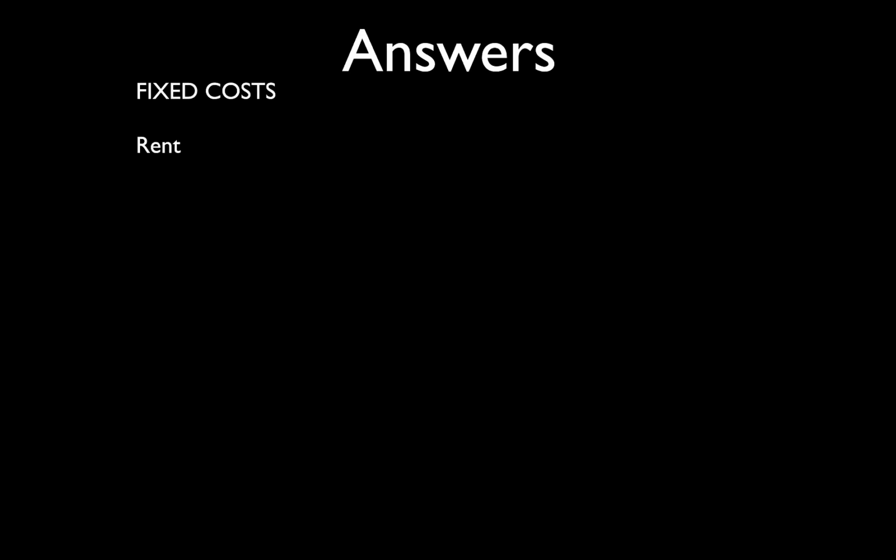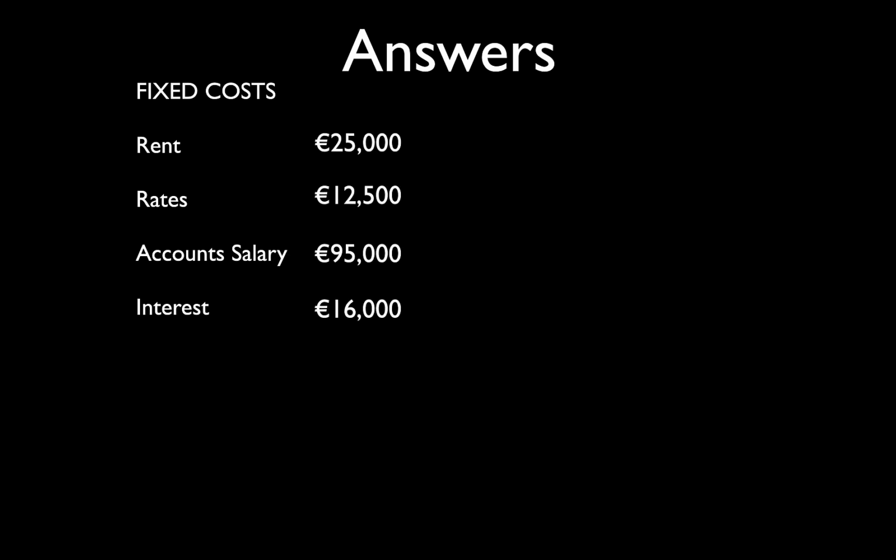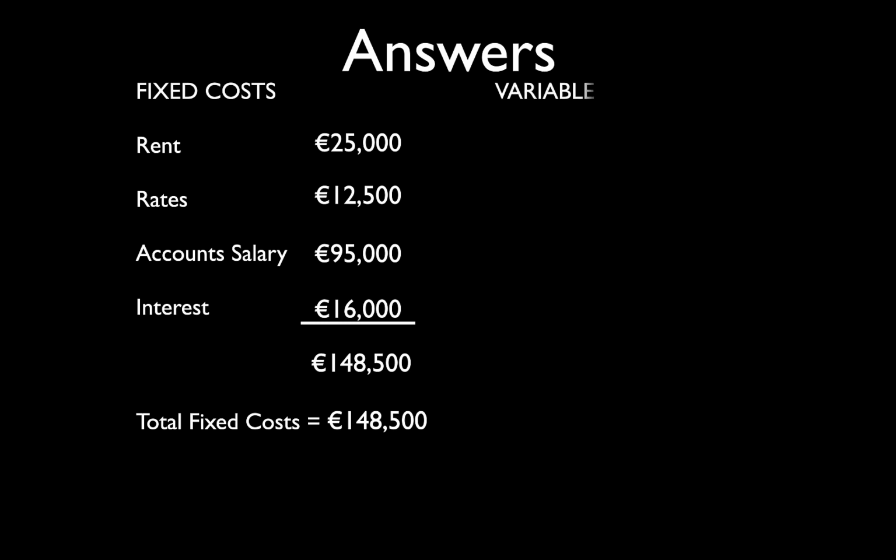So we've got our fixed costs. Again, what are we doing? We're separating them out. Once we've separated them out into what fixed costs are, then we can calculate total fixed costs. So we have our rent, our rates, our accountant's salary, and our interest. We've already explained why interest is a fixed cost. And what we have as total fixed cost is €148,500.